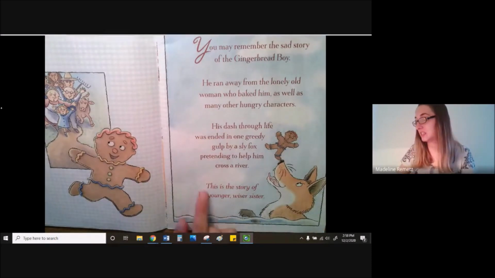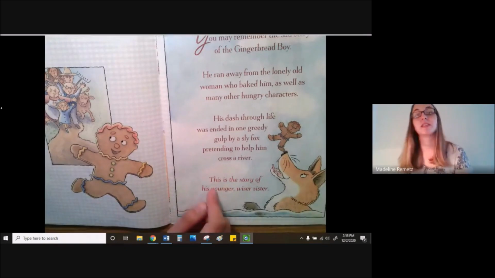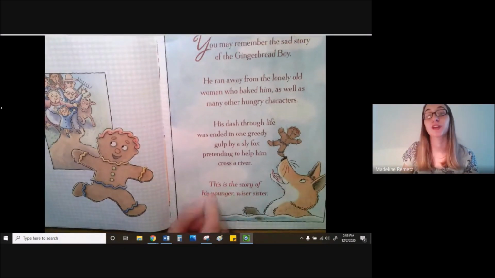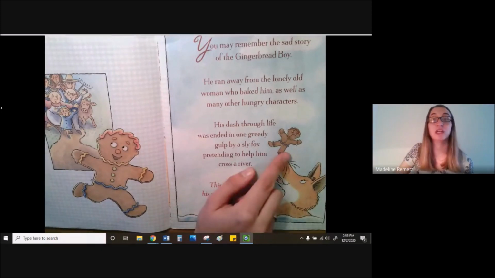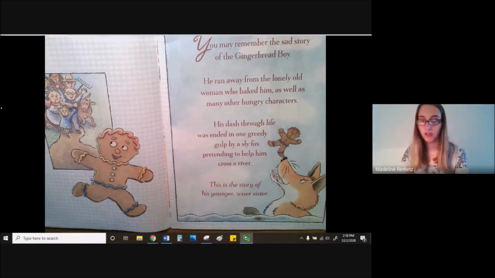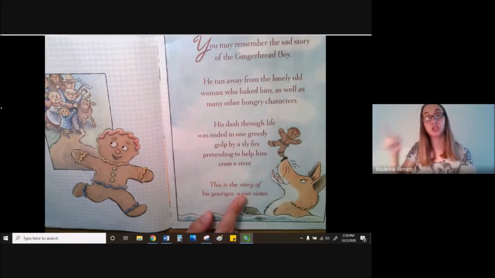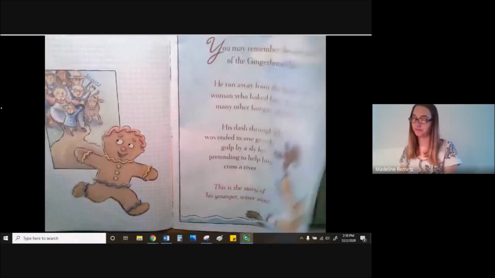Well, this is the story of his younger, wiser sister. So those are two very important adjectives. Younger means he was born first, and now she is a little gingerbread cookie, and he was the big brother. Well, wiser means that she's smarter, so she won't get tricked as easily.